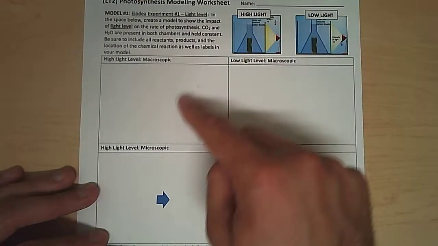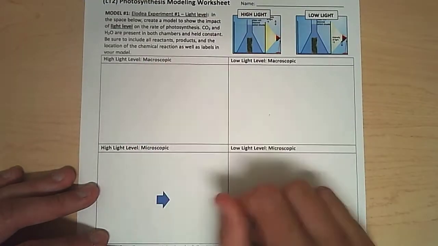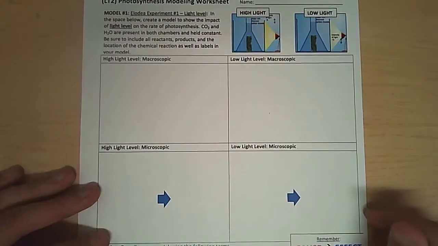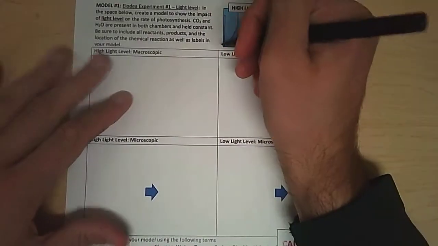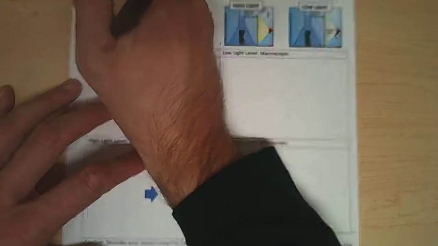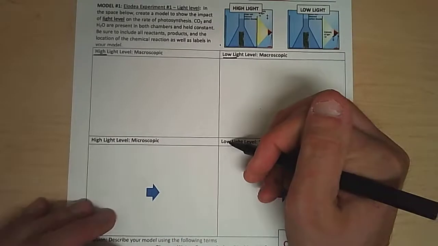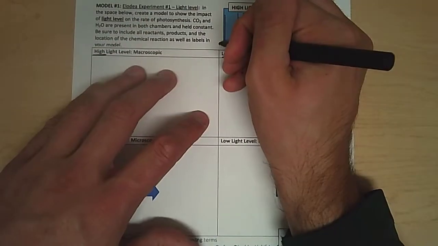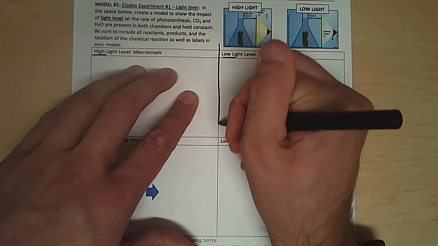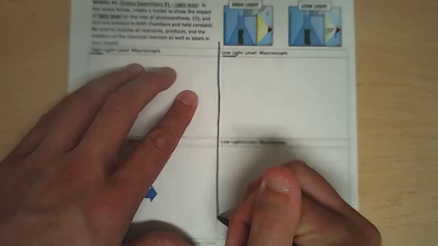So it's our goal to explain what's going on, and let's draw what's going on in the plant that allows that to happen. In order to do that, we have the high light level right here and the low light level. So low, low, high, high. So we can almost split it up like that. But notice that there's 4 boxes instead of 2.